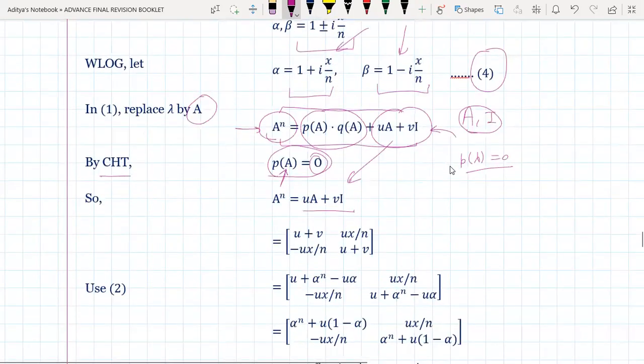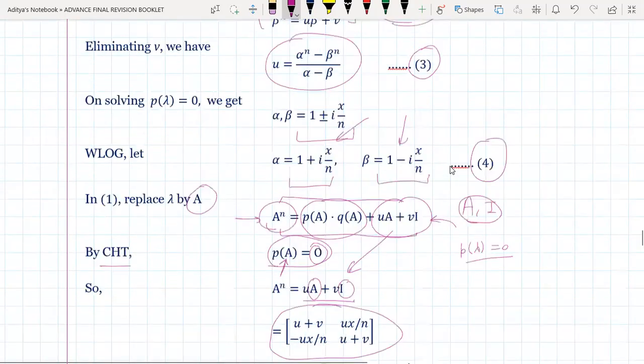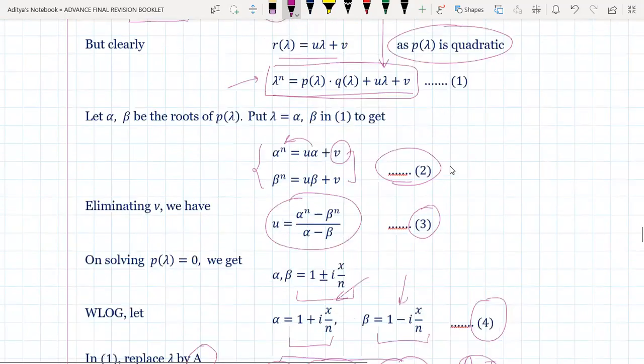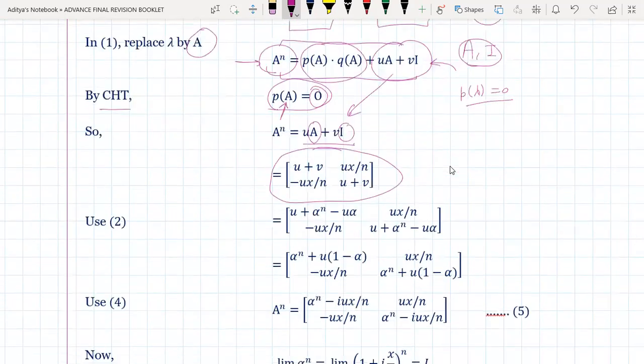Now we just put in the values of a and I. So this is what we are able to obtain. Now, once we have got this, we are using equation number 2. From equation number 2, I am able to put the value of v as alpha power n minus u alpha. So everywhere the value of v we have replaced by alpha power n minus u alpha. Here also we have done the same, remaining things remain as it is.